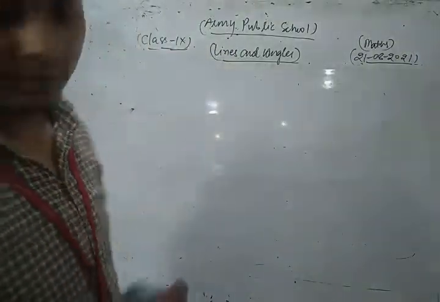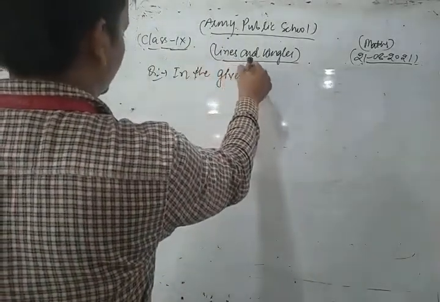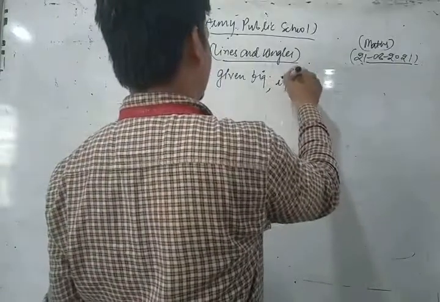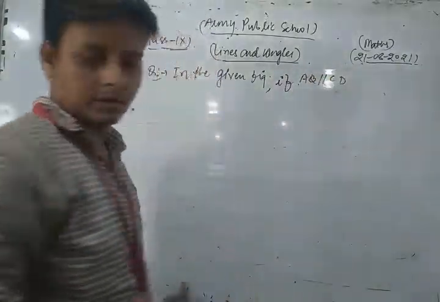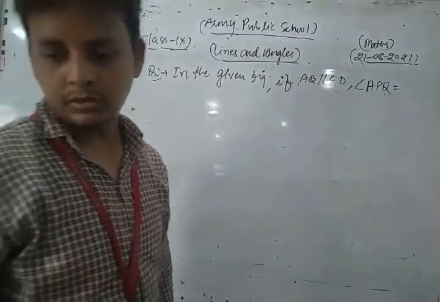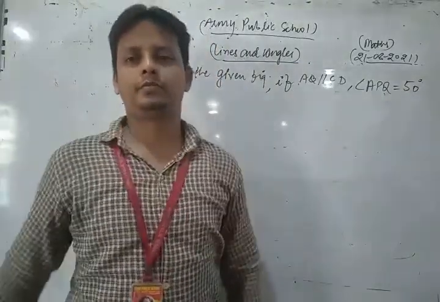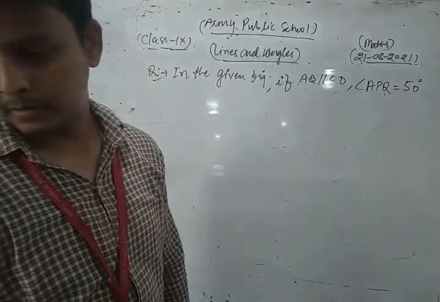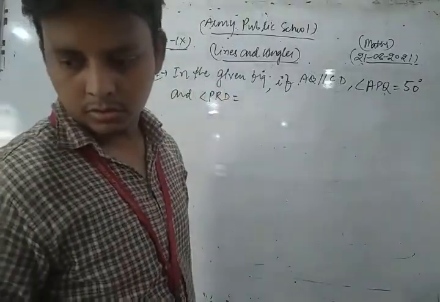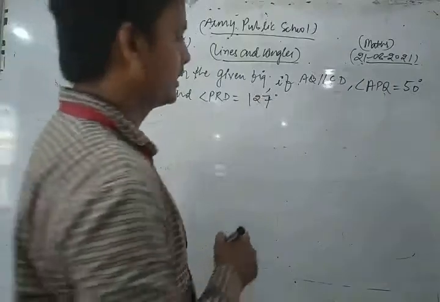Your question is: in the given figure, if AB is parallel to CD, angle APQ is equal to 50 degrees, and angle PRD is equal to 127 degrees, find x and y.